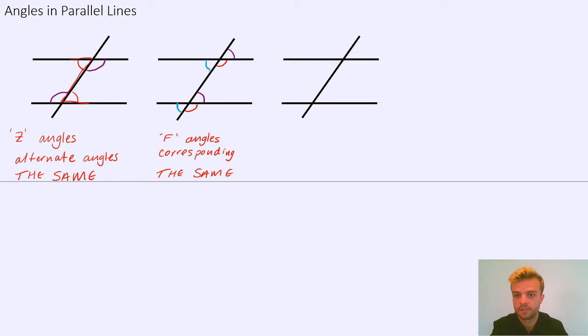So that's the one in turquoise there is like a backwards F. But all of those angles that I've coloured there, they're all corresponding with each other, and the purple one is the same as the purple one. The red one's the same as the red one. And the final rule, you might know as C angles. These are sometimes called co-interior, but calling them interior angles in parallel lines is fine.